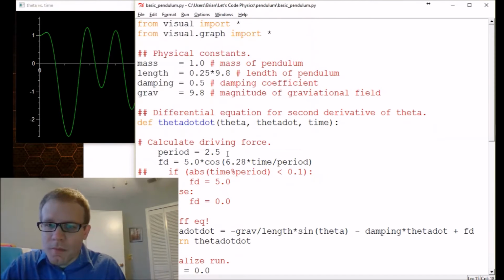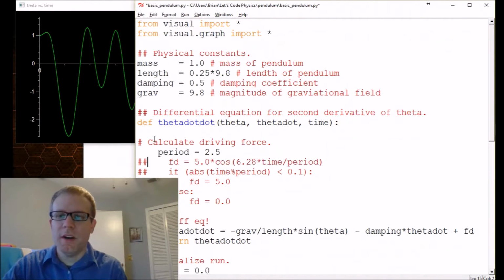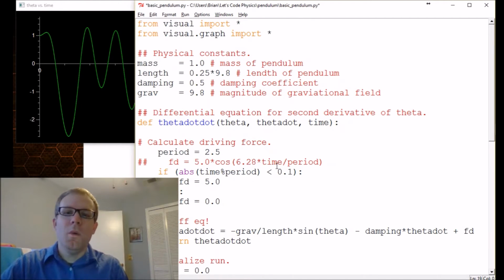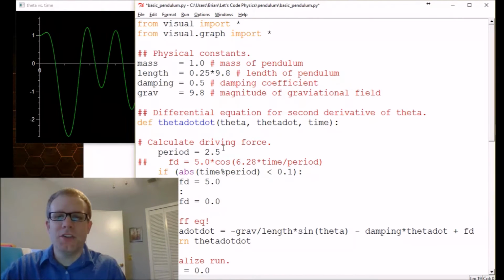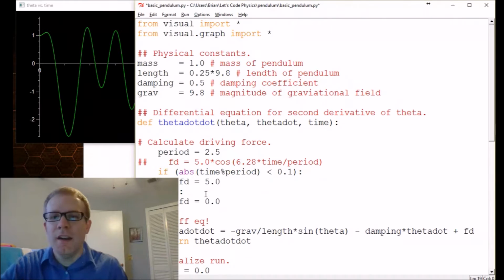Wonderful. So what I thought we could do today would be to play around with the driving function, try a few different things. Another thing we tried last time was giving it this kick. So this is where, within a certain fraction of the period occurring, so every 2.5 seconds plus or minus 0.1 second, this thing is going to give it a kick of a force of 5, otherwise the force is going to be 0.